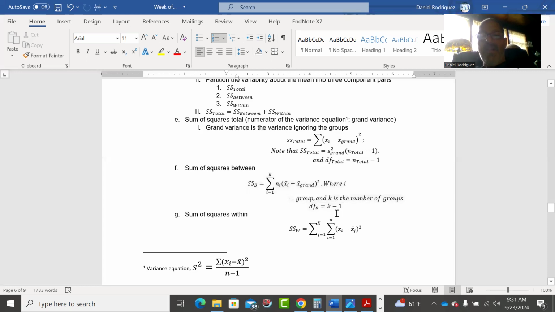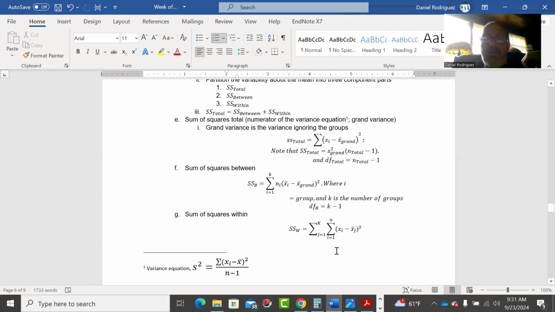My degrees of freedom here is the number of groups minus 1. So if I have 3 groups, it'd be 3 minus 1, which is equal to 2. Oh, yeah, here's the variance equation. So you can see that the numerator is the same as this.